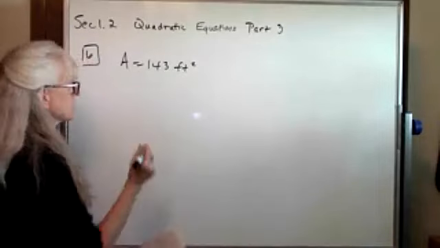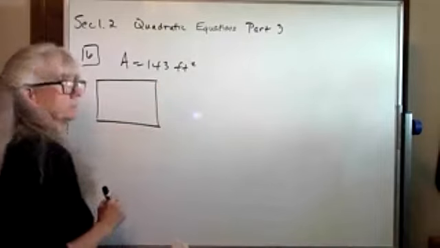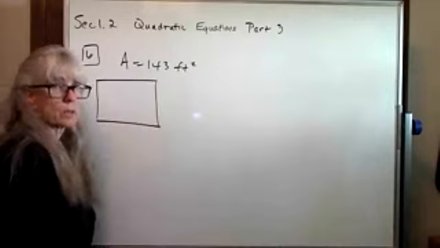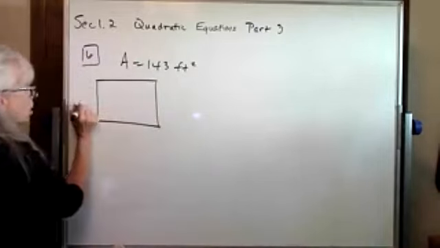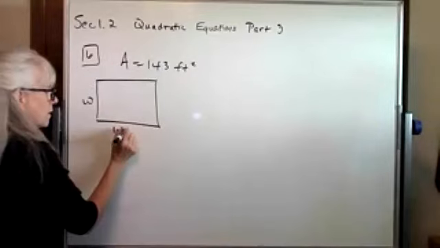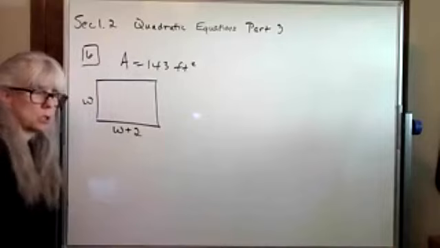What are the dimensions? So the very first thing I'm going to do is draw myself the window. And we know that its overall area is 143 square feet. I also know that the length is 2 feet more than the width. So if I call this W for the width, then this side down here that is the length is 2 feet more than that. So I have W plus 2.